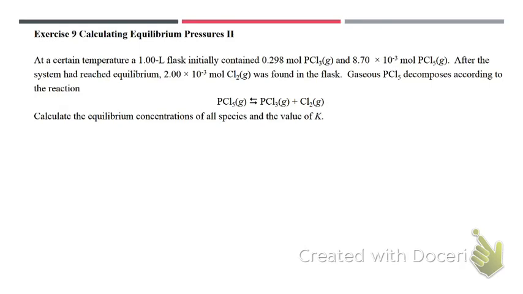Okay, so in this next one, we have a certain temperature, so temperature is not important here. You have a 1 liter flask. It's always going to be important to notice what our volume is, because they're giving us moles right here. So if we're trying to find the concentrations, when we get to the end, you have to make sure you divide by volume. In this case it's 1 liter, so it's not going to make a difference.